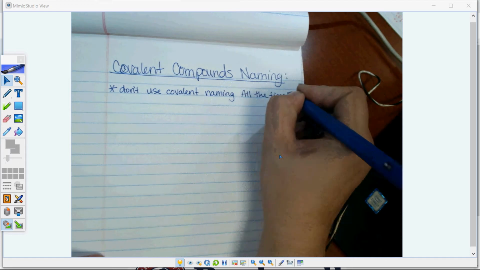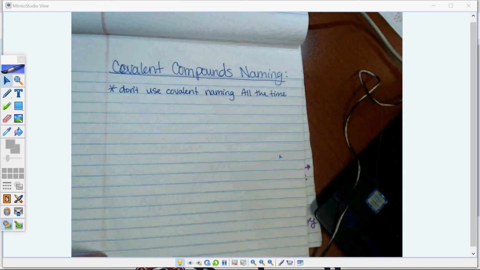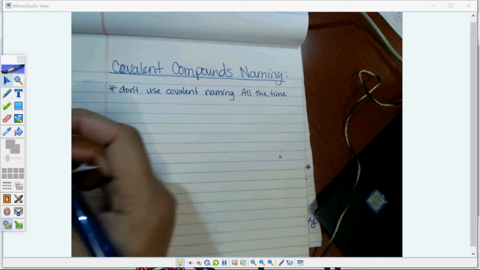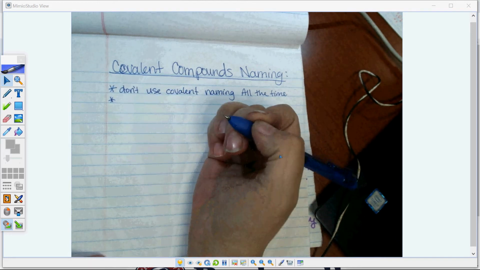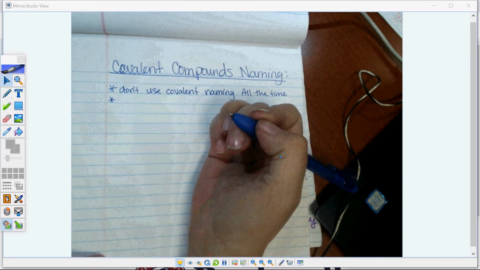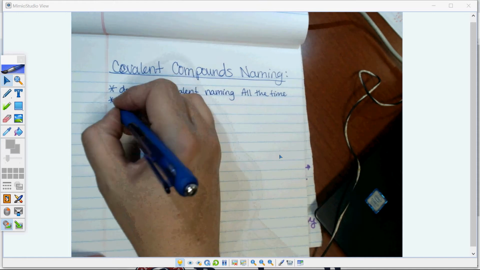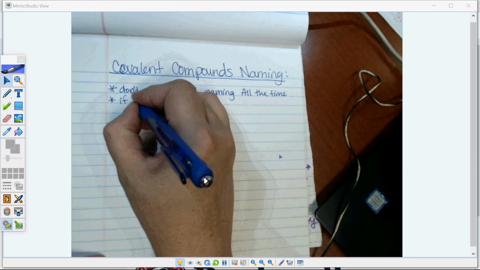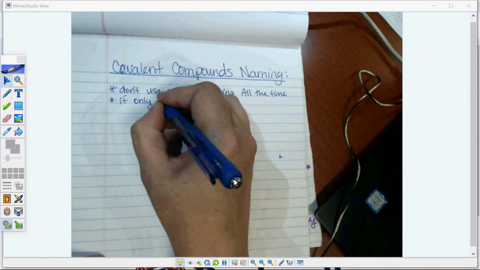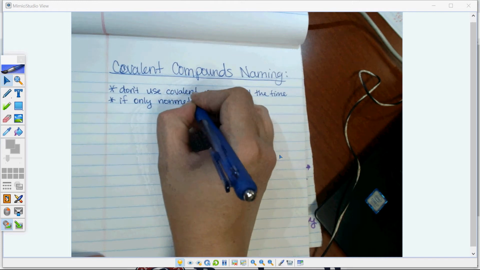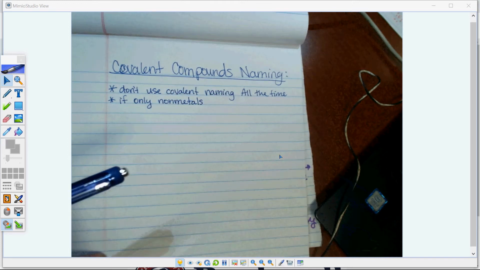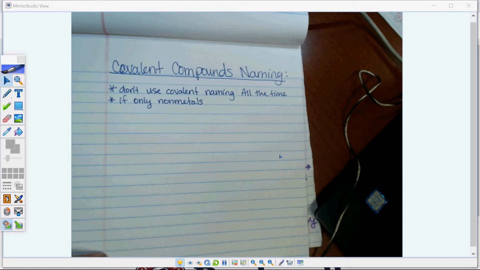You have to be able to look at a compound and determine whether or not it's covalent before you can apply the covalent naming rules. And if you watch the first video, the easiest way to look at a compound and know whether or not it's covalent is if it only has nonmetals. So if there are only nonmetals in the compound, then you know it's okay to use the covalent naming rules. If there is a metal in the compound, it is not okay to use the covalent naming rules.